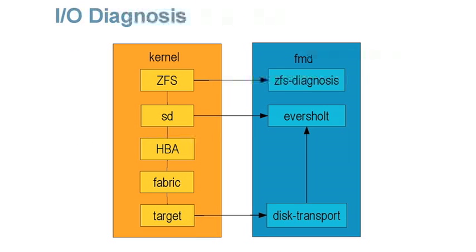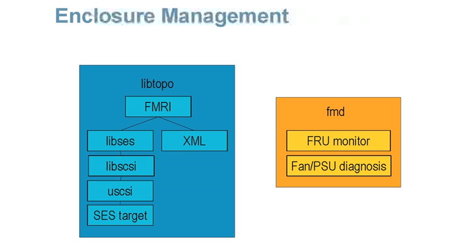The only thing I'll point out on this slide is that these two things have no lines over here. That is, we don't really do any diagnosis at the HBA or I/O fabric layer. This one in particular is super hard. I don't have time to go over this, but I already talked about how one side can go down IPMI, another can go down SES. FMD doesn't care. It just talks to libtopo, and all that abstraction goes away.